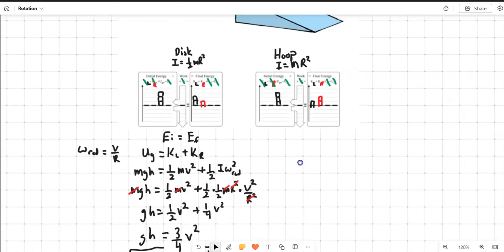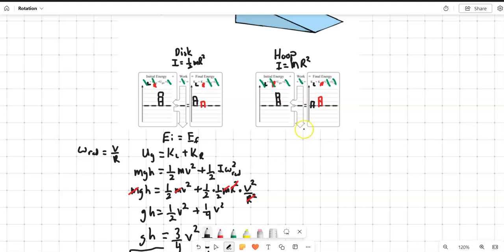Well, here we have the velocity, we have the energy of the hoop right here. And again, since there's no work, the initial energy is going to be equal to the final energy. This is going to be U sub g plus the linear kinetic energy plus the rotational kinetic energy.